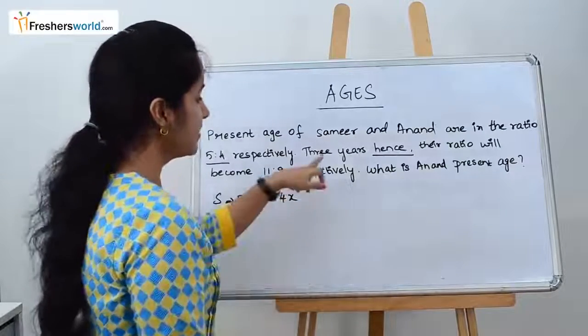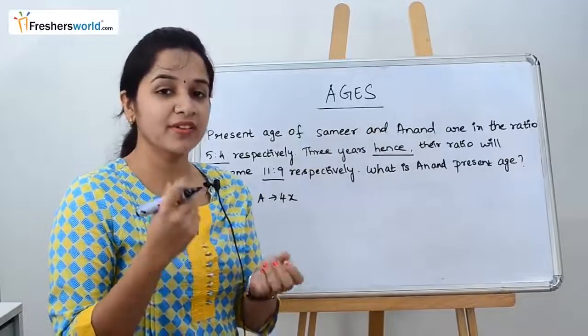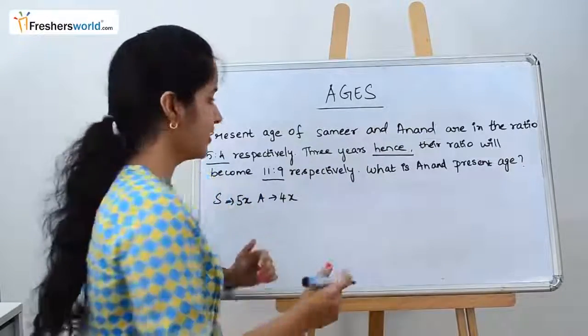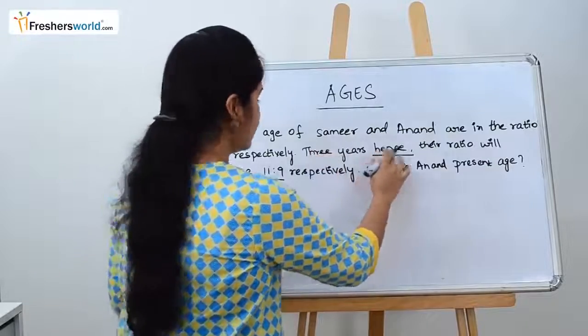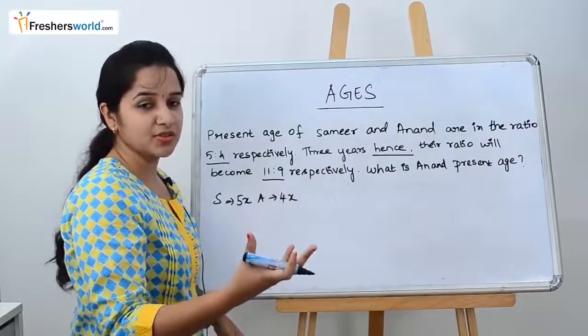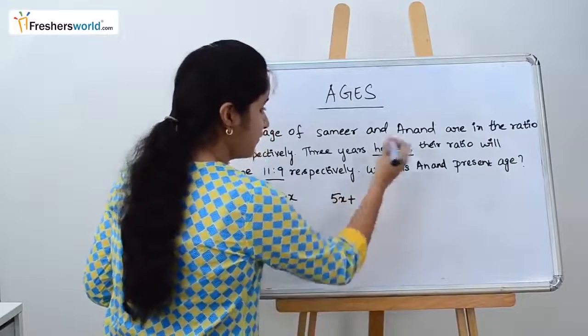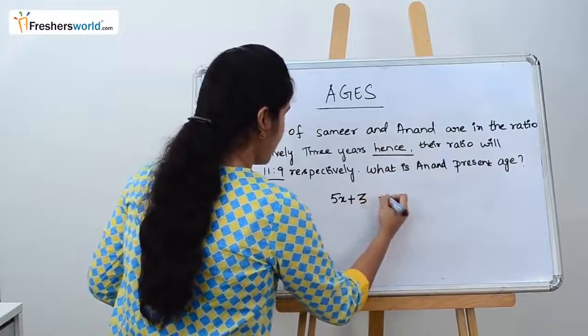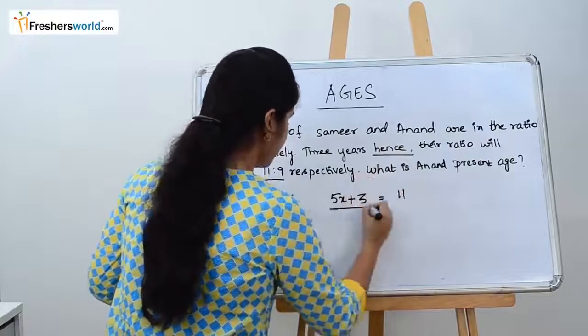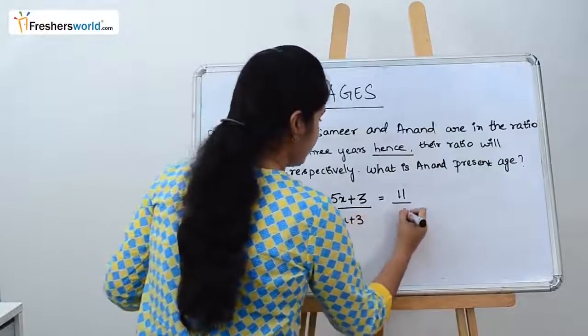What else have they given? 3 years hence. So we know that we have to add it. Why are we adding it? Because it's a future age. So they are telling that after 3 years their ratio will become 11:9. We know that a ratio can always be shown as a fraction. So they are saying 5x plus 3 will become 11, and similarly, 4x plus 3 will become 9.